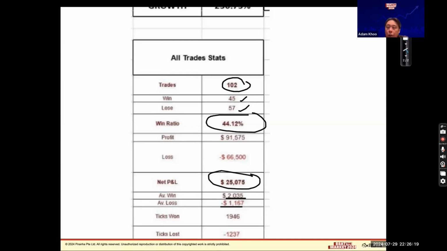So I keep saying it's not that you can predict the future. It's not that you can win every time. It's controlling your risk to reward.